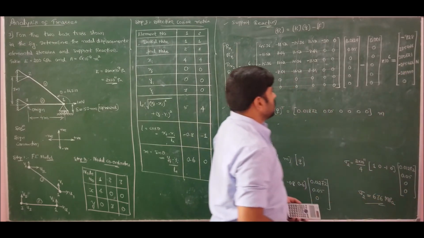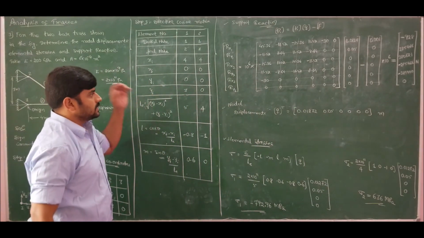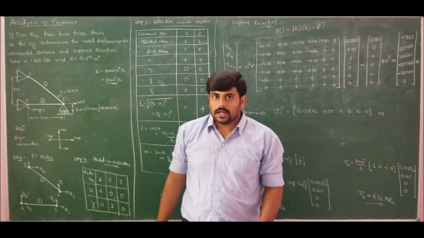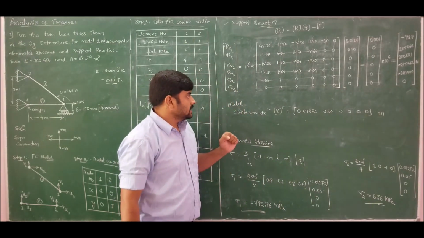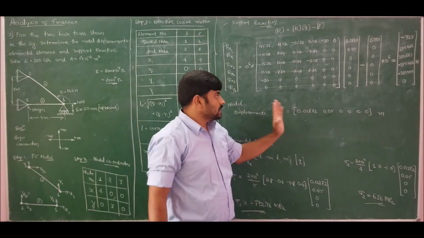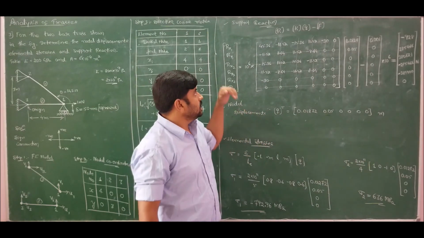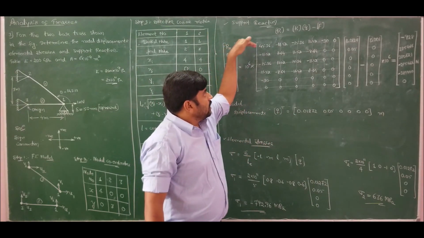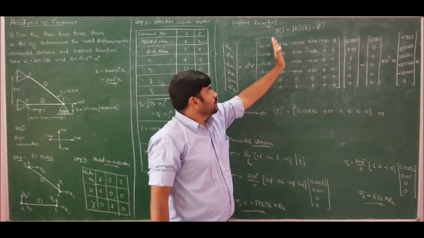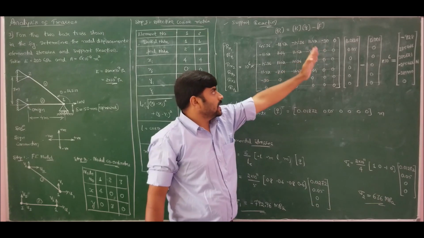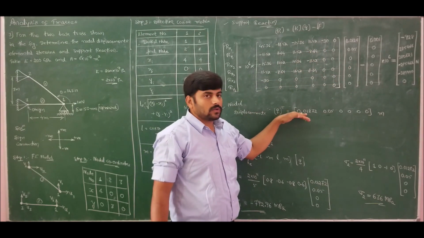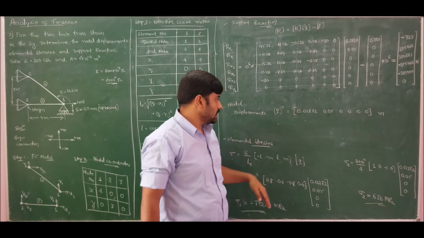So this is the solution for support reaction, and this is the complete solution for problem number 3. A very important note is that since the displacement V1 is not equal to 0, we should use the actual elimination method. That is, in the remaining row, the terms which are eliminated in the column should be multiplied with the corresponding displacement and taken to the RHS, then you should solve. That is what I have done, and I found the actual answer for this problem.